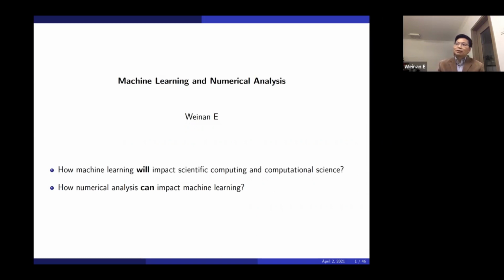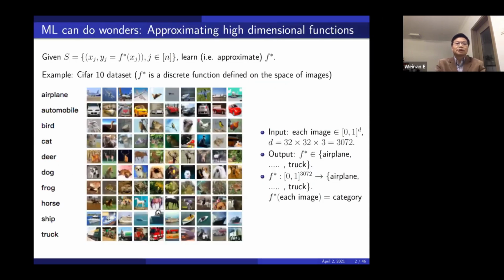when people look at machine learning, it's a theoretical computer science viewpoint or statistics viewpoint, or sometimes information theory viewpoint. But I like to say that actually numerical analysis is very, very helpful in terms of understanding machine learning or building better machine learning models. So let me start with a summary of what machine learning can do. And I say machine learning can do wonders. So here are some examples of the kind of things machine learning can do.